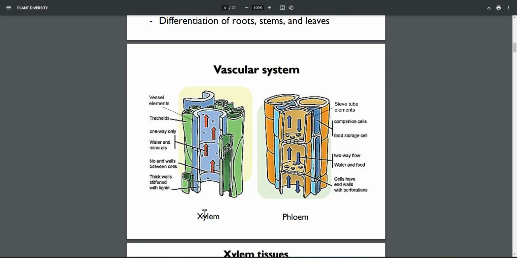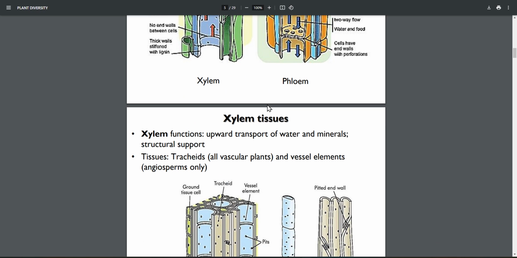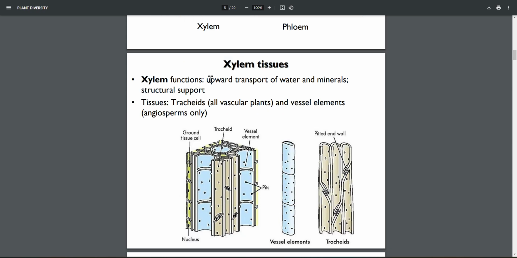Okay. Xylem transports water and minerals. Phloem transports water and food. This goes one way. This goes two ways. Anyways, let's go into the meat and bones of this video, where we talk about the actual important bits. First, the xylem.